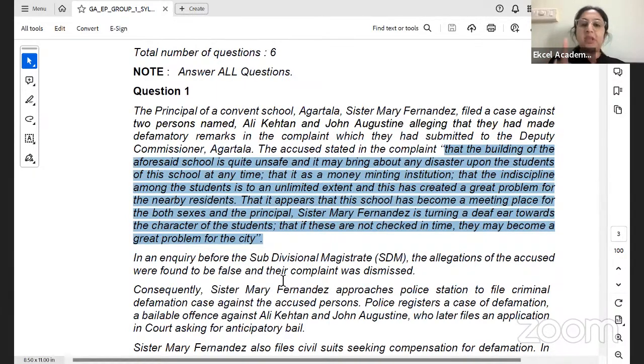Okay, there are 2 complaints. The first complaint is made against the school principal by 2 people, Ali and John. Okay, that did not stand. So now the principal, in turn, is filing a case against these 2 people, telling it was complete defamation. Okay.